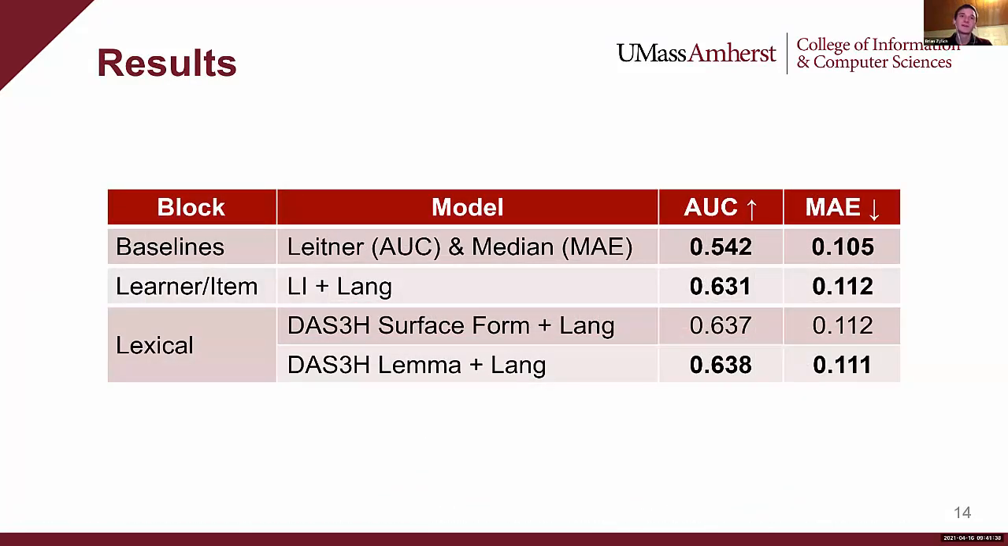So getting back to those lexical skills, we have the -3H using the surface format skills, and then we have -3H using the lemma skills. And we see that when we add the surface format skills, that means that we are now tracking the skill knowledge in addition to those learner and item factors. So this provides a benefit in performance.